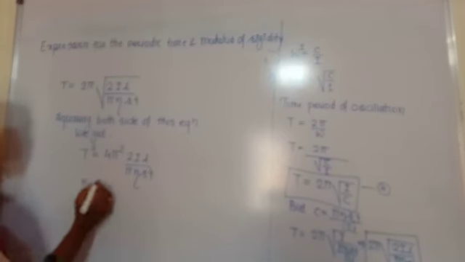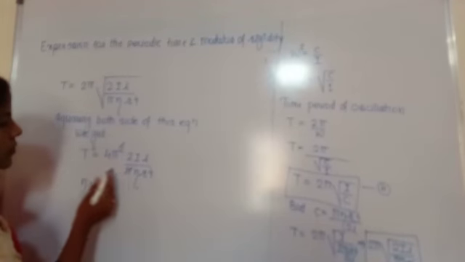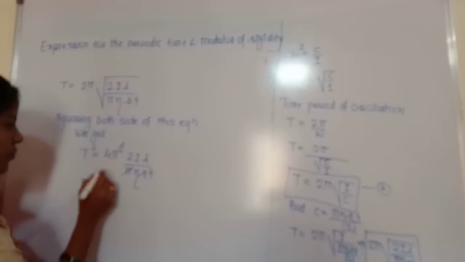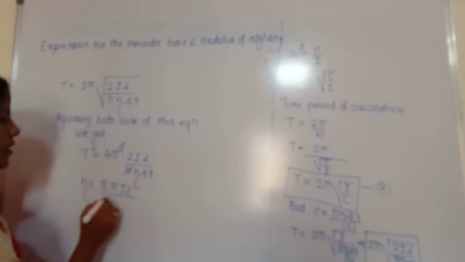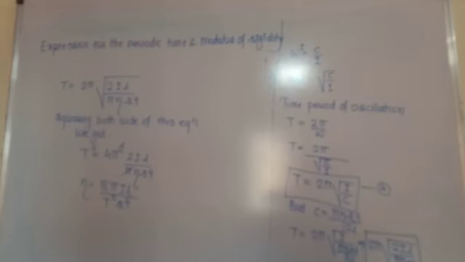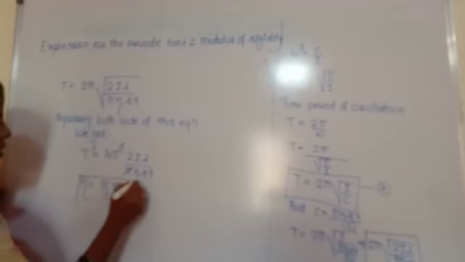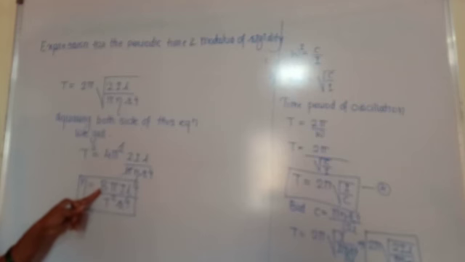Therefore, eta equals, pi and pi cancel. Then 4 into 2 is 8, so 8 pi IL divided by T square r to the power 4. This is the expression for the modulus of rigidity using a torsional pendulum. In your experiment record, this is the formula we derived: 8 pi IL divided by T square r to the power 4.